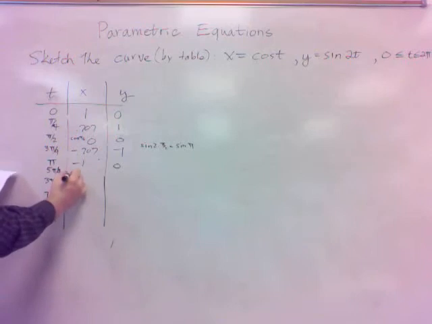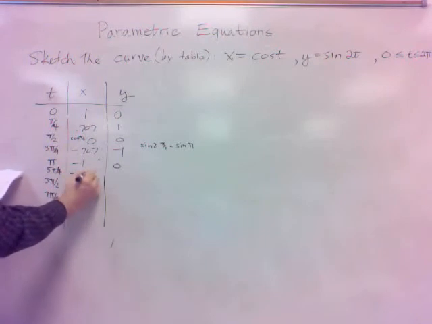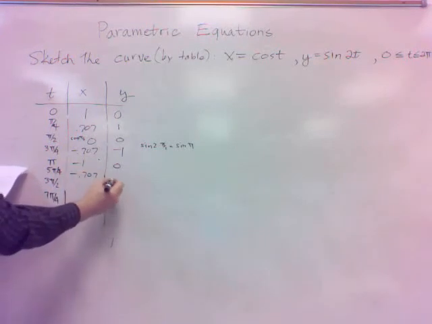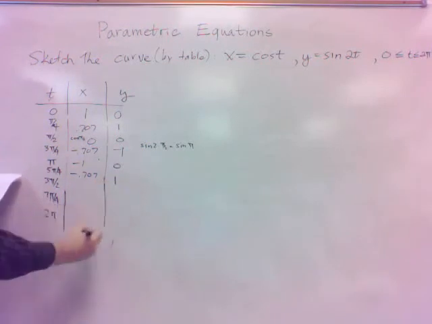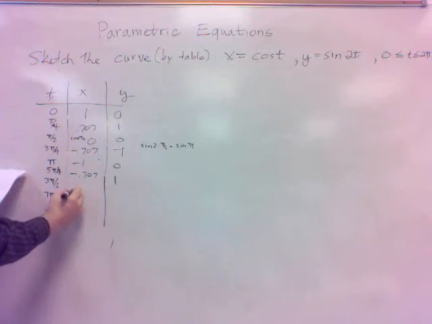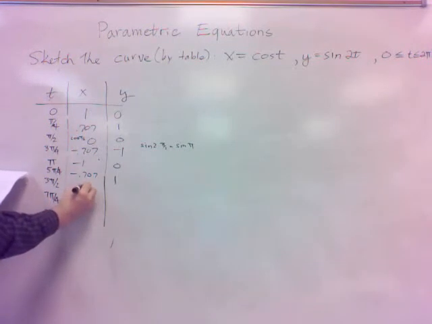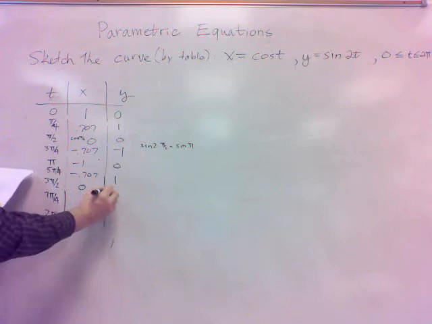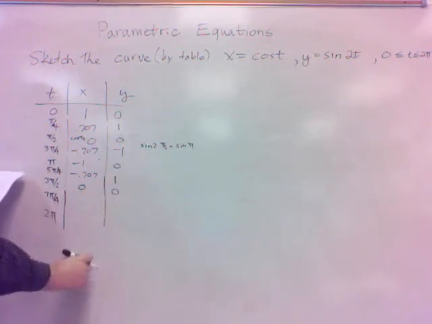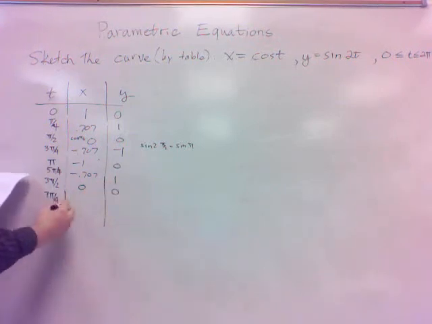Okay, 5 pi over 4. Cosine of 5 pi over 4, it's negative 0.707. Square root of 2 over 2. Sine of 5 pi over 2, which is 1. 3 pi over 2. It's cosine of 3 pi over 2, 0. And it'd be sine of 3 pi, which is 0. Got lots of zeros here. That's why I did the pi over 4s, I think.